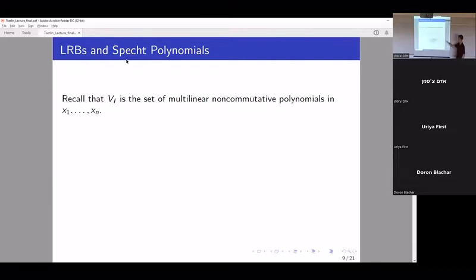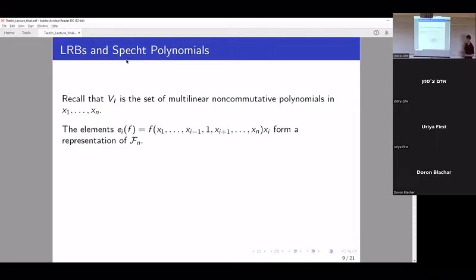So let's recall that V_n is a set of multilinear non-commutative polynomials in n variables. And now we can do something really similar to the shelf library. We can define these elements, e_i of f. We substitute one instead of x_i and move x_i to the back. So this is just a shelf library interpretation for the case of Specht polynomials. And any Specht polynomial will just vanish, just lie in the kernel of each of these elements.